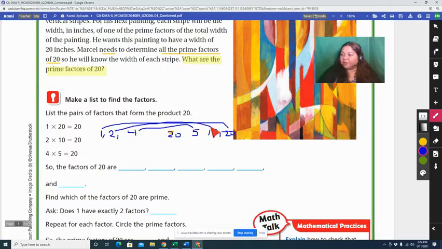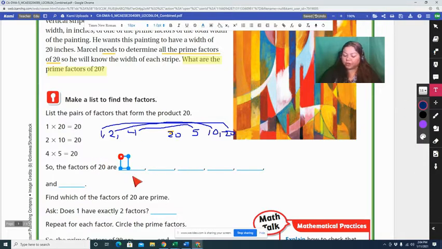The reason why I call it a rainbow is because it looks like a rainbow. We're pairing up the factors. So these were my factors: 1 times 20, 2 times 10, 4 times 5. So the factors of 20 are, and now I'm going to list them in order. We need to list these in order.